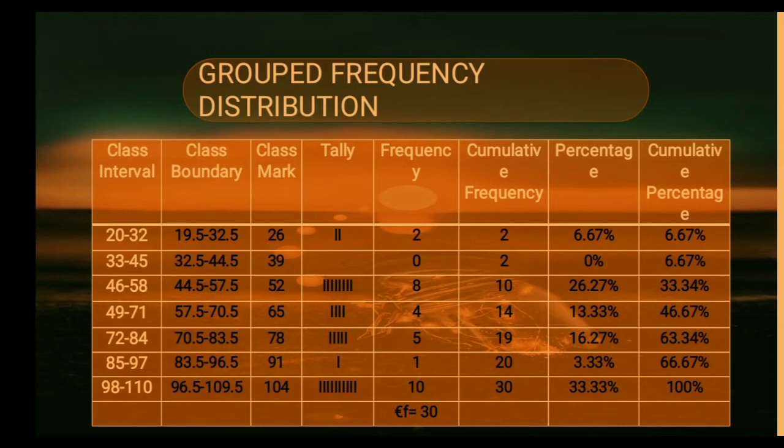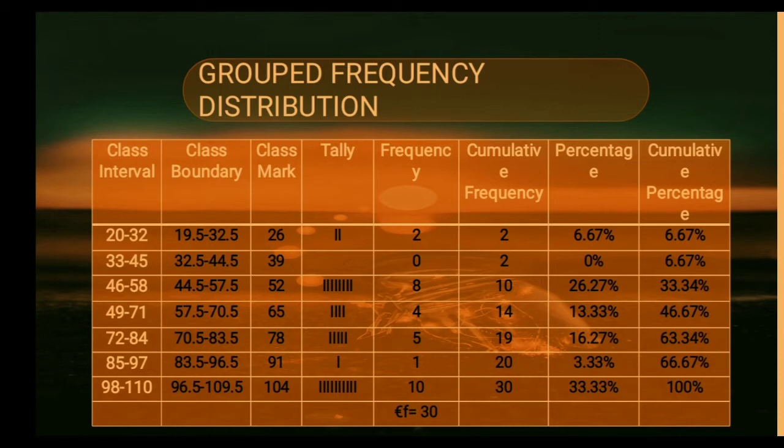The frequency is the number of the daily expenses of the male dormers living in the dormitory. The sum of the frequency should be the total number of the respondents. In getting the cumulative frequency, the first number in the frequency is also the first number in the cumulative frequency.